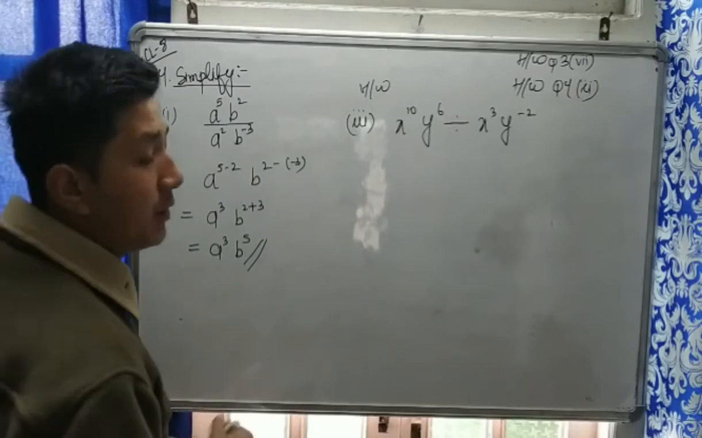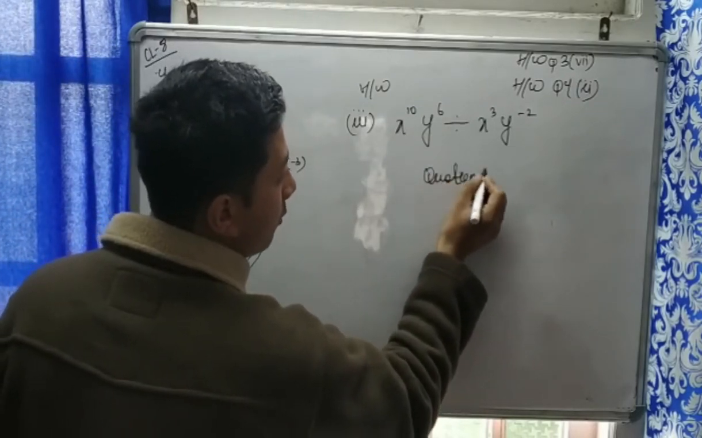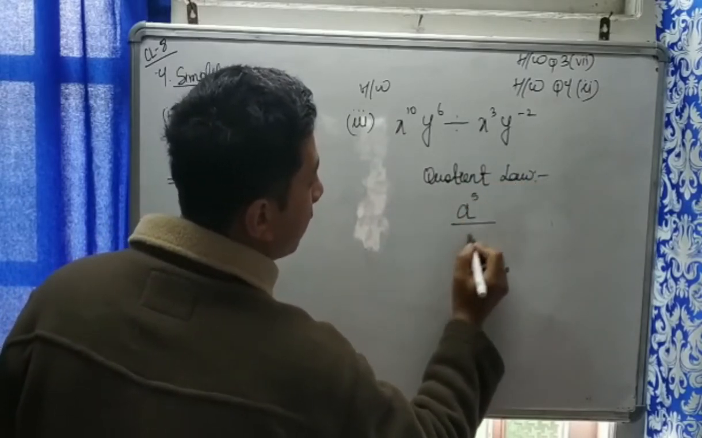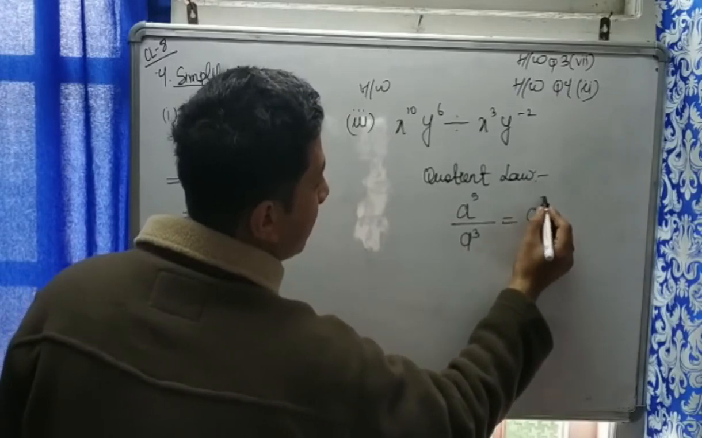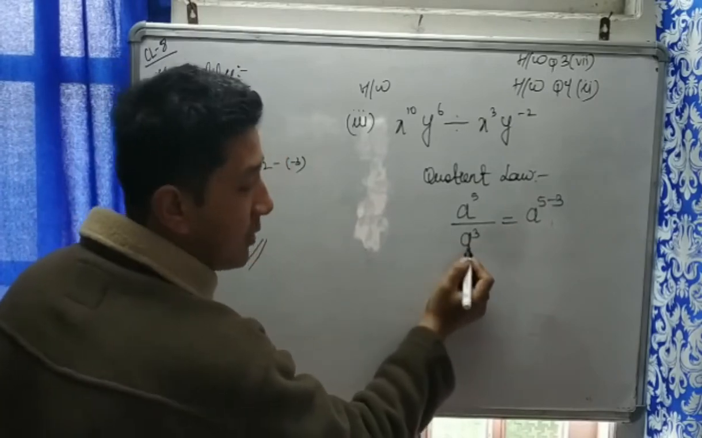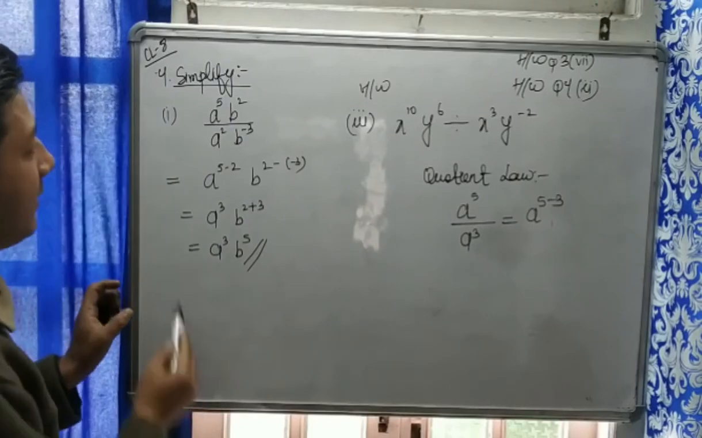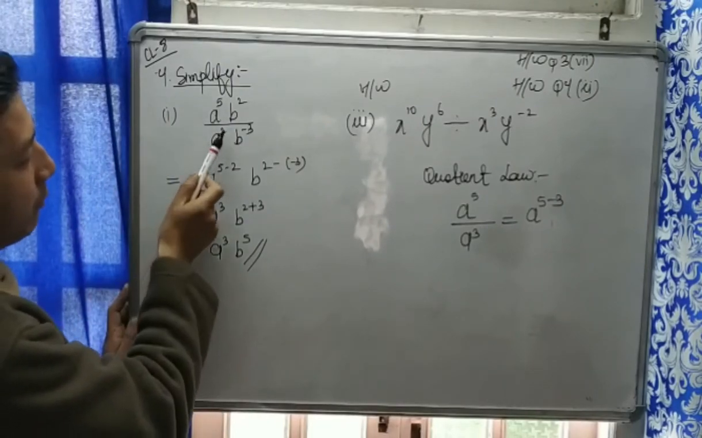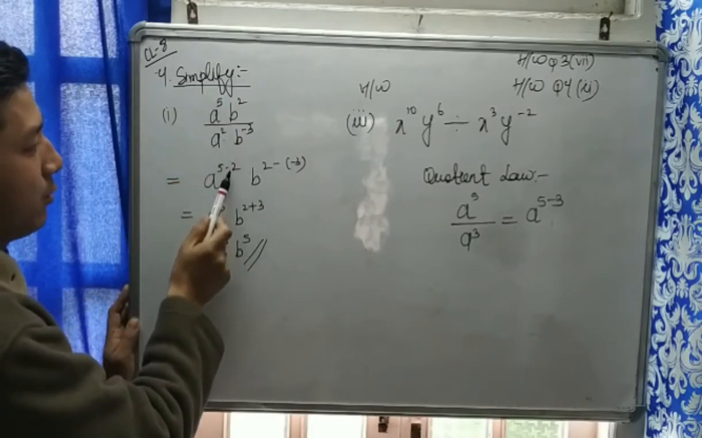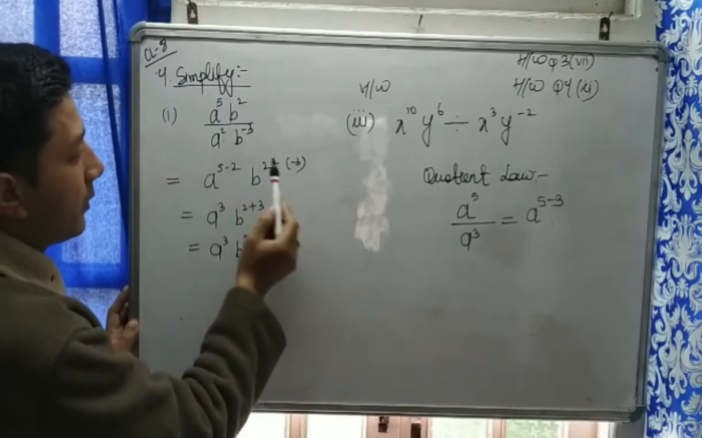Now we use the quotient law, right? Your quotient law says a to the power 5 divided by a to the power 3 can be written as a to the power 5 minus 3. Whenever the bases are the same and there's a division sign, I can always subtract the powers, provided the bases are the same. So the same goes here. a to the power 5 divided by a to the power 2, I can always subtract this. This becomes a to the power 5 minus 2. The power gets subtracted.